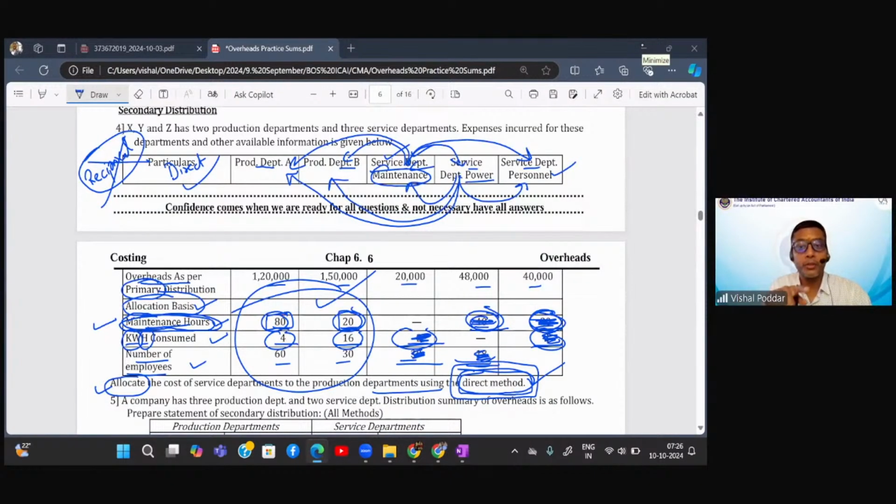Have you understood this? Why will it be zero? Why will it be zero, Sai? Because after doing the solution, we can understand. So please do the solution.